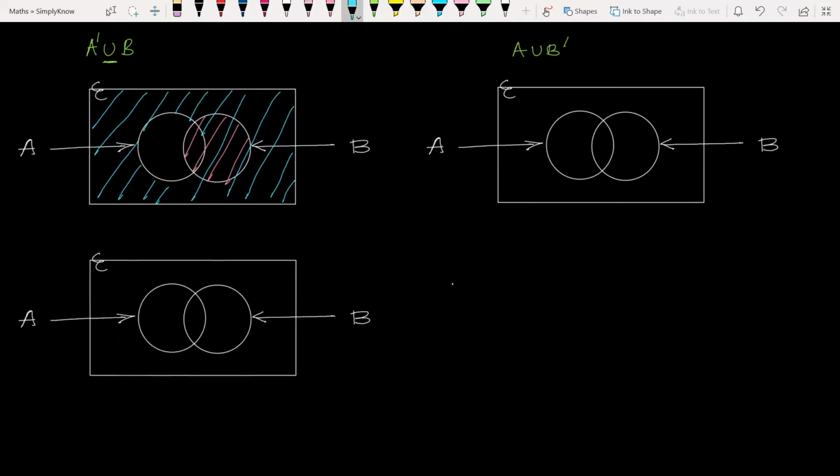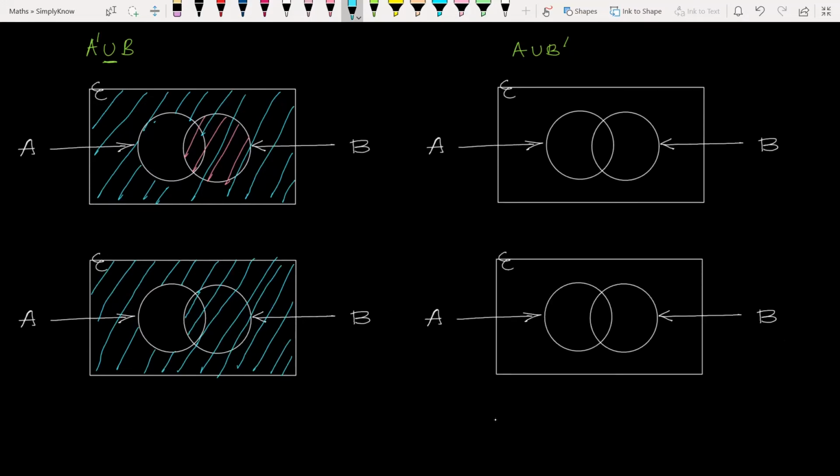Okay, let me show you our final answer in a separate Venn diagram. So except this small area, I'm going to shade everything. Okay, this is our final answer. Okay, let's move on to the next region.